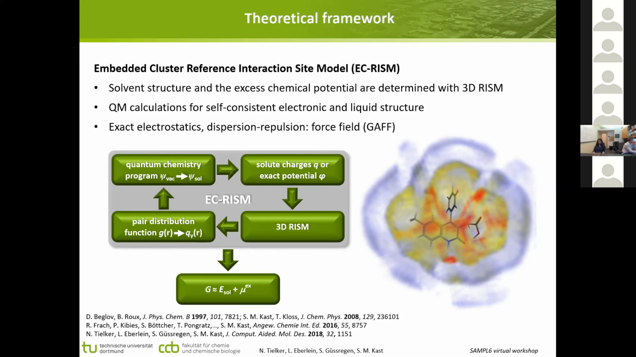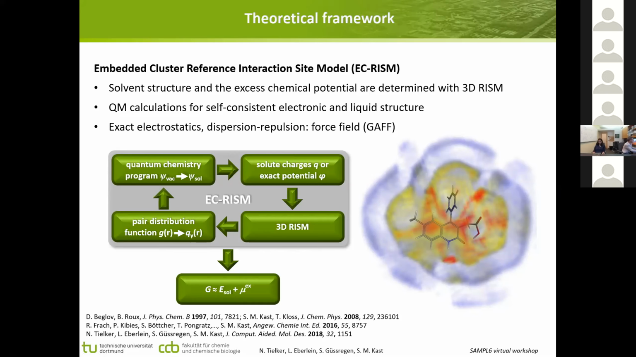So to get the solvent effect, we use 3D RISM. We can use this electrostatic potential as input for a 3D RISM calculation, where the solute, other than the electrostatics, is basically described through a force field, in this case GAFF. And the result of a 3D RISM calculation can be seen here on the right.